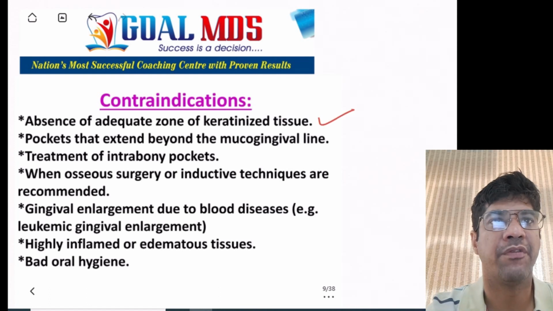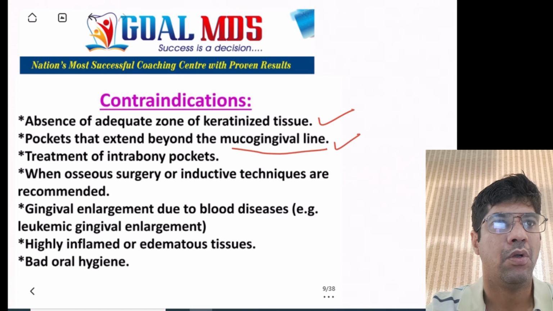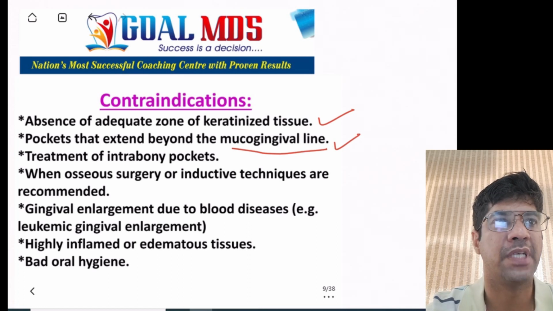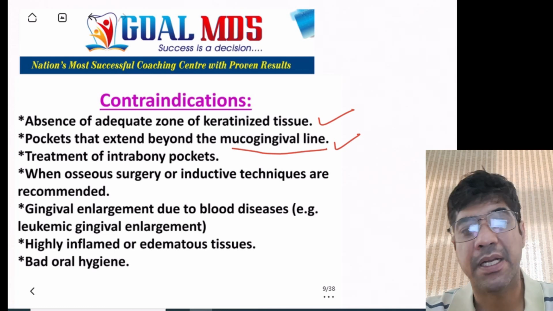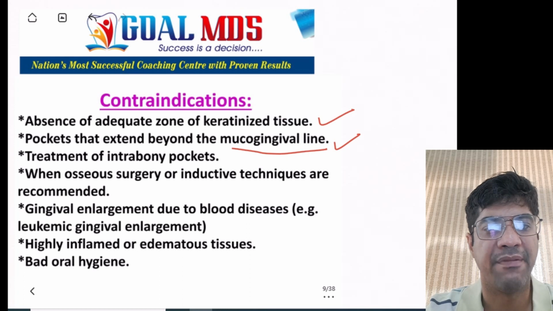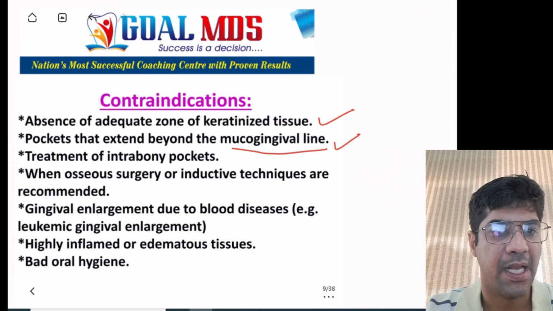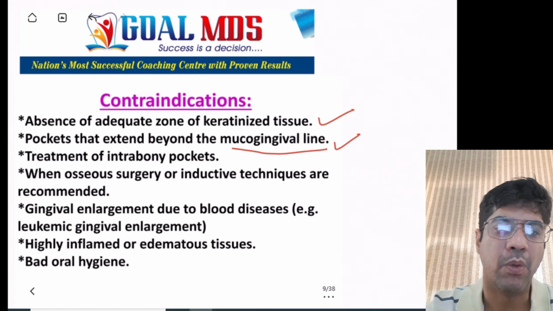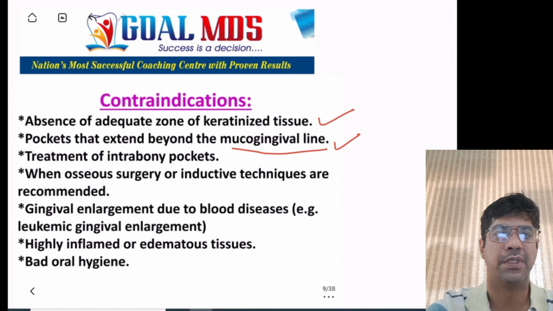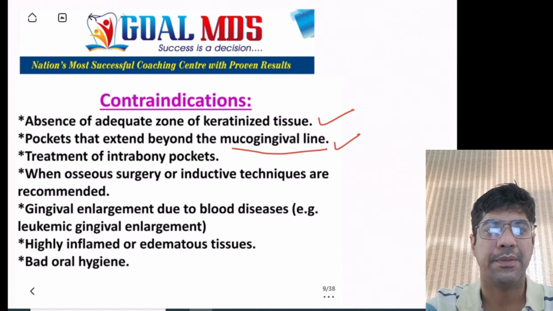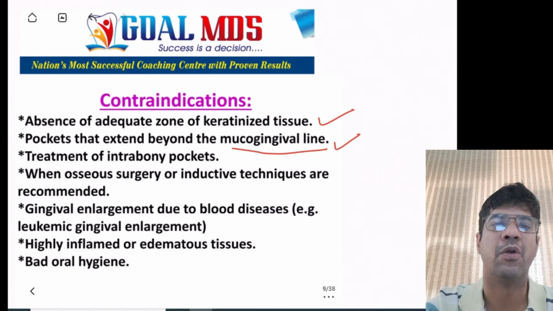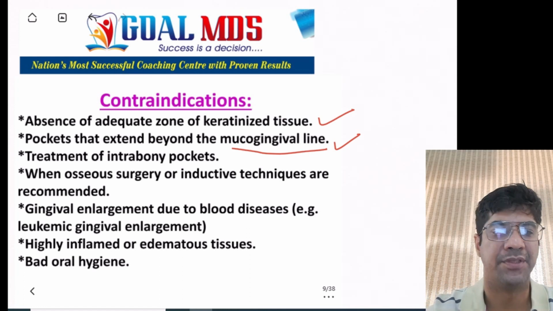Absence of an adequate zone of keratinized tissue, pockets that extend beyond the mucogingival line, and treatment of infra-bony pockets. Remember, gingivectomy and gingivoplasty are not appropriate when infra-bony pockets are present, as they are not designed to address the deeper periodontal tissues. It is contraindicated in thick alveolar edges and interdental craters. These conditions may complicate the surgical procedure and are not suitable for gingivectomy or gingivoplasty.